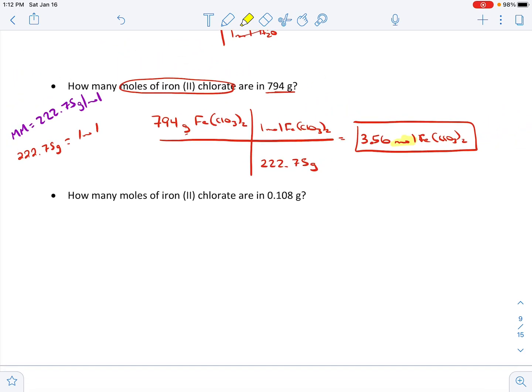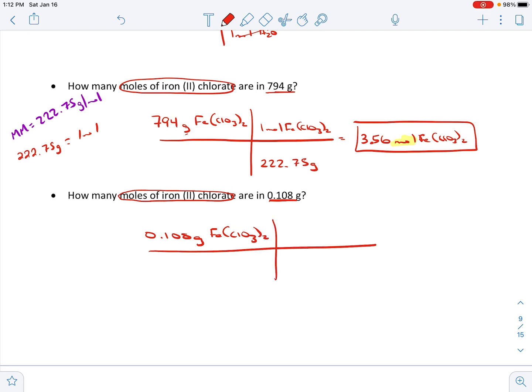If you want to work ahead of me and jump ahead, that's totally awesome. So we're looking for moles of iron 2 chlorate again. And we have 0.108 grams this time. So again, we're going to start with that 0.108. Start with what's given to us in the problem. And that's our iron 3 chlorate. Okay. And so we know that 222.75 grams is equal to 1 mole of iron 2 chlorate.